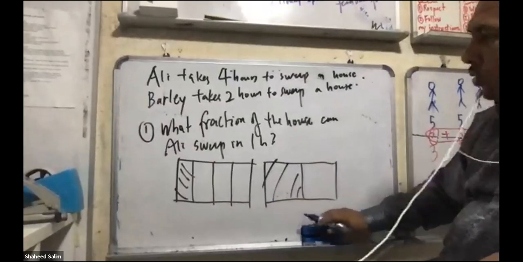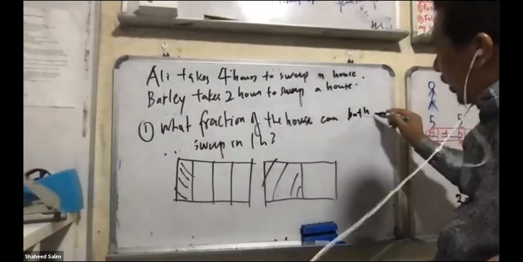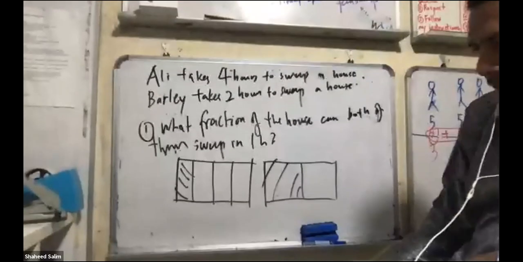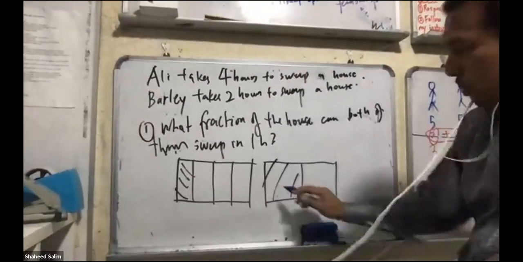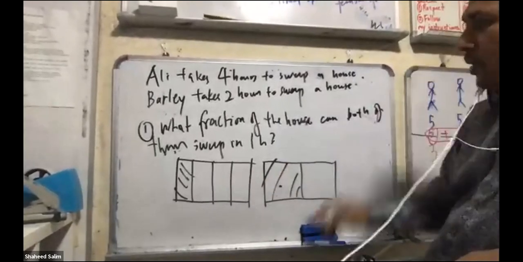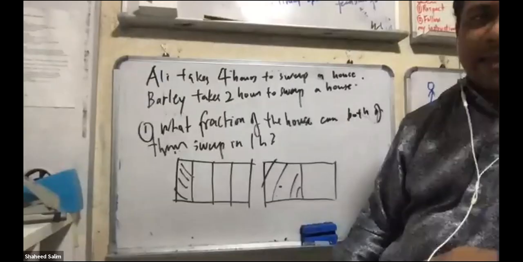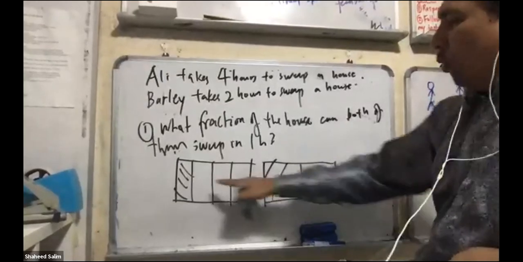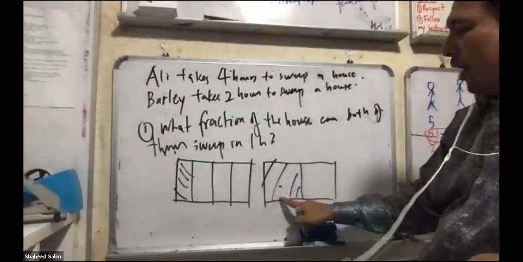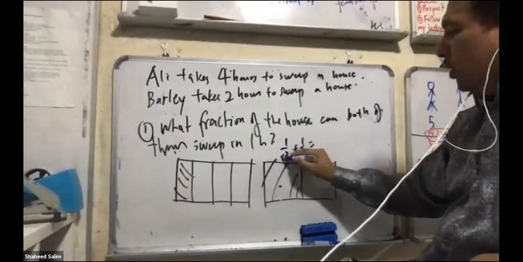Now if they ask you, what fraction of the house can both of them sweep in 1 hour, let's say they work together? 3/4. Good. You must add. So the clue is you find what happens in 1 hour. I repeat again. Ali takes 4 hours. This is actually Sec 1 work. You have to take 1/4 plus 1/2, because in 1 hour Ali can sweep 1/4 and Bali can sweep 1/2. So 1/2 plus 1/4 is 3/4, correct?